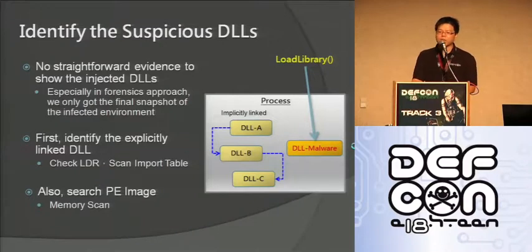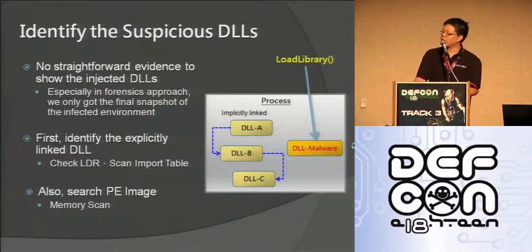suspicious DLL. On the other hand, if the process does not load a DLL at runtime, it does some code injection instead. Then our approach is that we will search the memory, try to find the suspicious PE image.